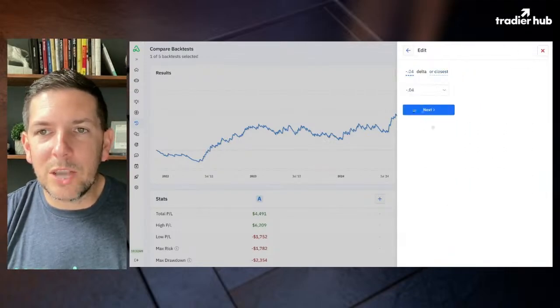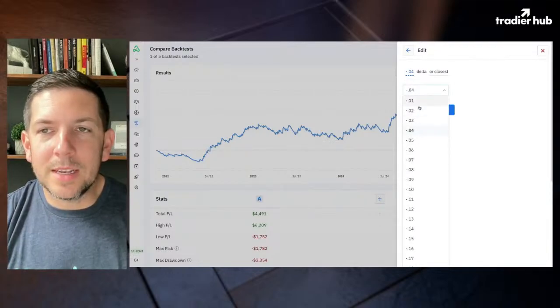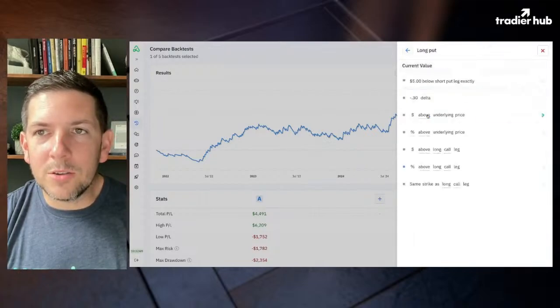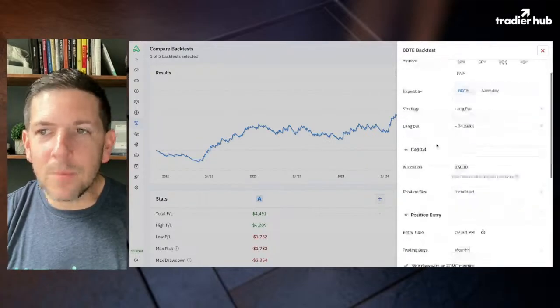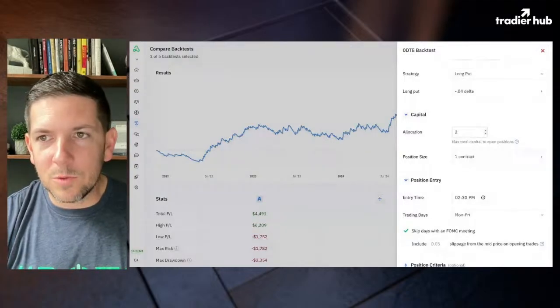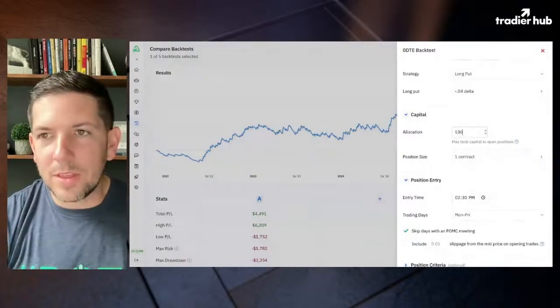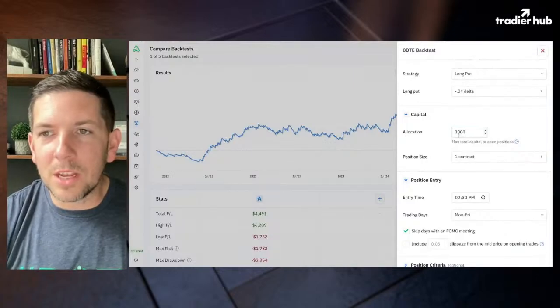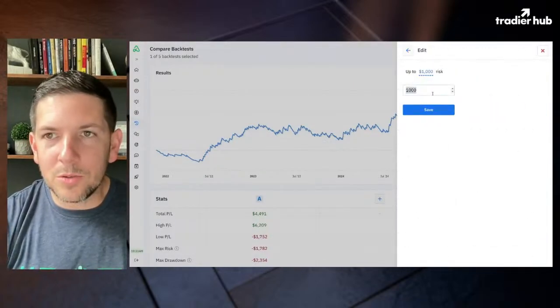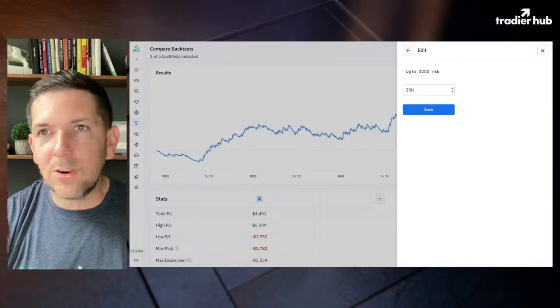We actually just made a change here so that these deltas are not in groups of 5, but in single delta increments. You can go down to the 4 delta if you want to, or closest. So we're just going to buy a long put here. We're going to keep the capital constrained in this case. We'll start with $3,000, something like that. We start with something decent, but for position size, we're only going to use up to, let's say, $200 of risk.